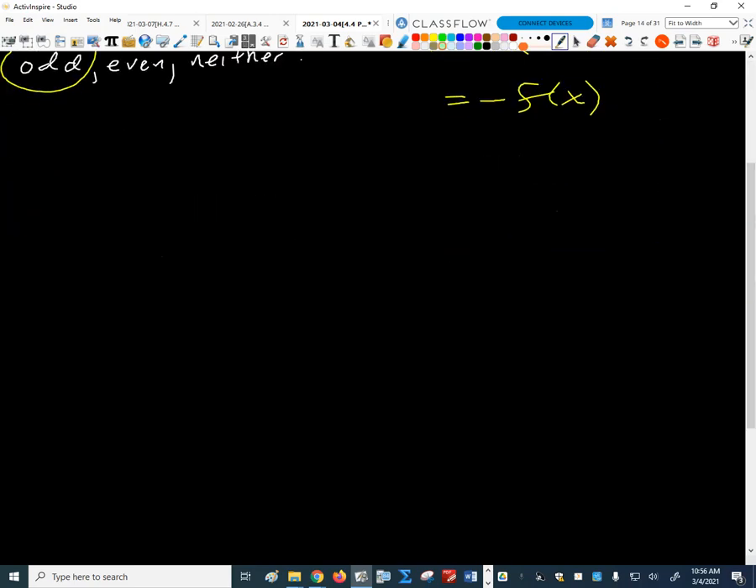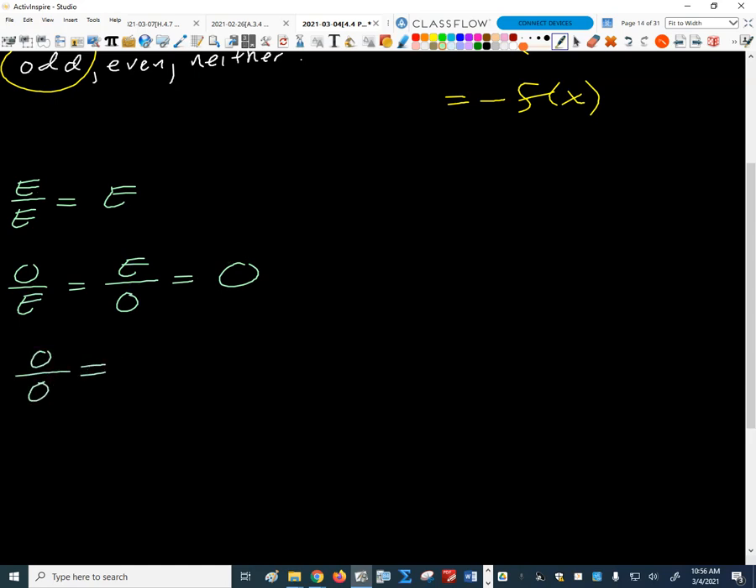Well, we've got rules for that that are similar to sign rules. If I have an even divided by even, that gives us an overall even, right? If I have an odd divided by an even, or an even divided by an odd, that gives us odd. What do you think odd divided by odd equals? Type it in chat.